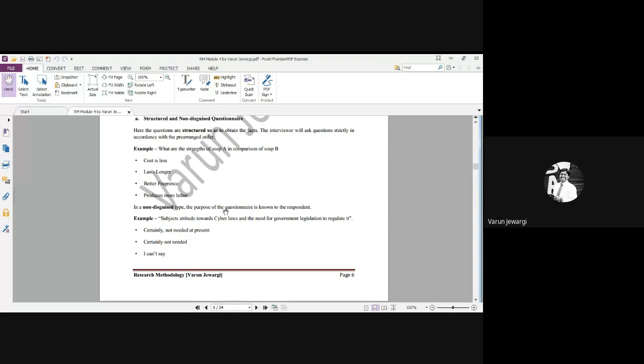Though you know the purpose, please understand the purpose of the questionnaire is known to the respondent. You knew why I'm collecting it, but your answer was totally a hypothetical answer. You said you don't know. We can't say so. So this is something we call a non-disguised question. Means, in the structured, we straight away obtain the facts from the people. Whereas in non-disguised, only the purpose of the questionnaire is known to the respondent, but how to answer it, they are still in a dilemma. Okay, making sense? Yes or no?